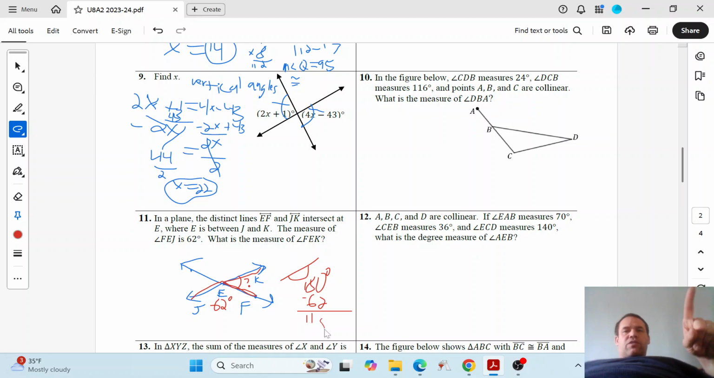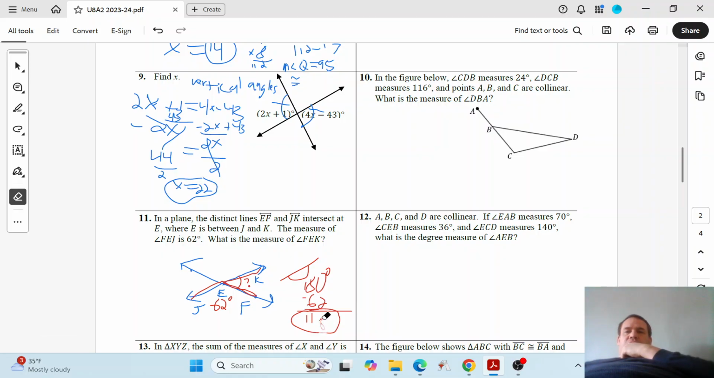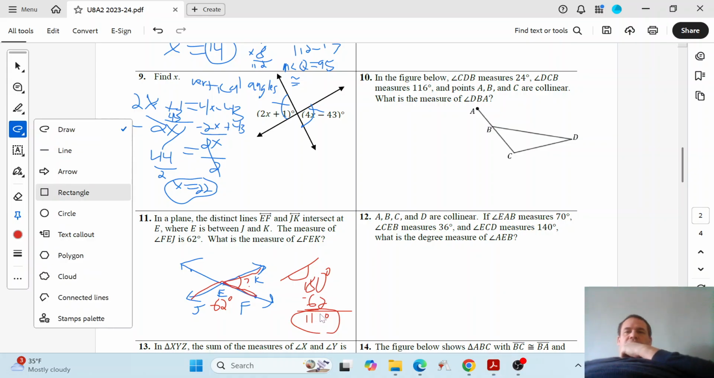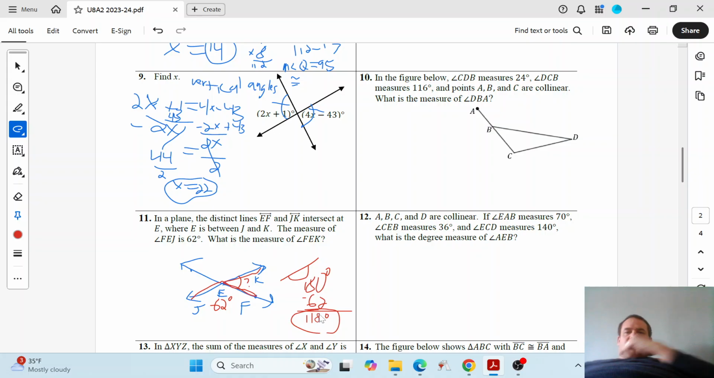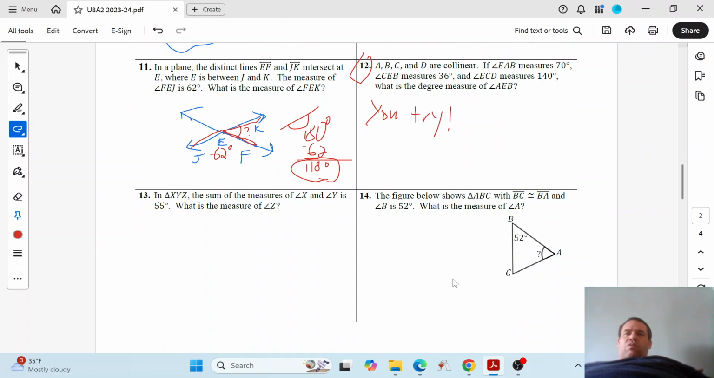Did you pause me first? You're just checking your answers? I hope so. Be trying on your own. So 118 degrees is what's going on there. Nice. And sorry that I'm not doing very good with my mouse, but I'm trying super duper hard to do this. So 118 degrees. Good. So you try 12 now. You try the evens. I'm helping you on the odds. Good. Draw the picture. Cool.